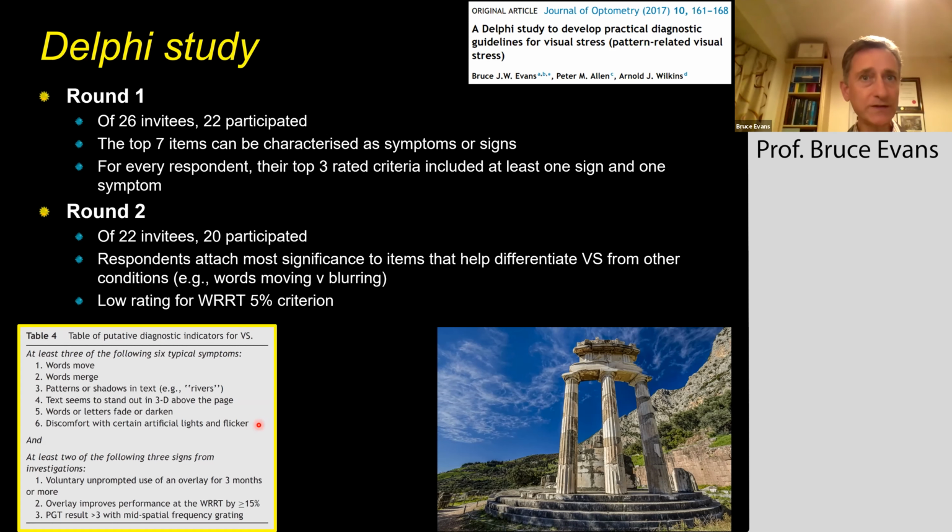And as well as having 3 of these 6 symptoms, they are required also to meet 2 of these 3 clinical signs of visual stress. So 2 of these are about overlay use, but the third, the pattern glare test, is independent of colour. And that's quite important in terms of a diagnostic criterion. So these are the diagnostic criteria pieced together from this Delphi study.